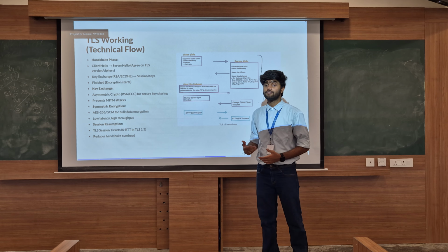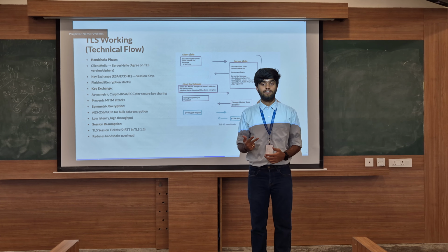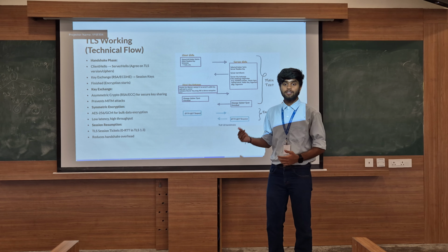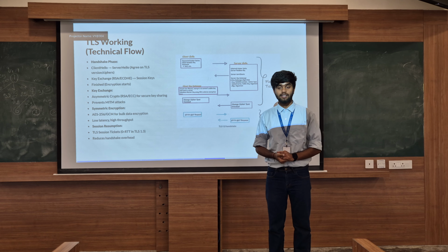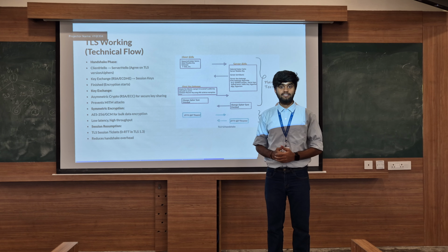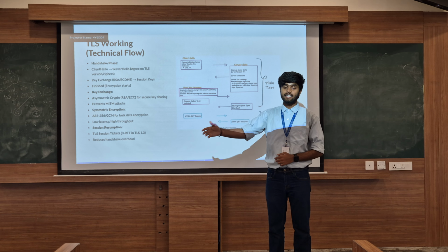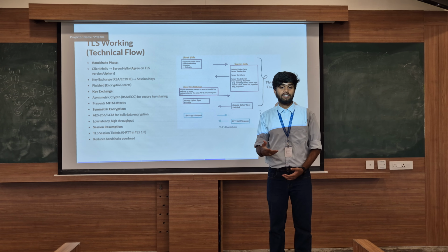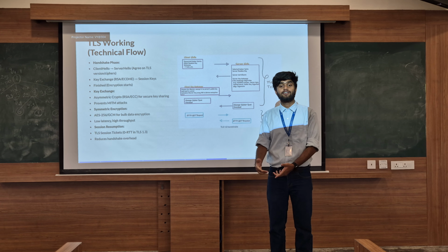The first slide is about the working of TLS. TLS operates in two critical phases. First, the handshake, where your browser and the server negotiate security parameters. They use asymmetric encryption like ECDHE to exchange keys securely, even if someone is eavesdropping. This is like two spies exchanging a locked briefcase with a secret code inside. Only they have the keys to open it.